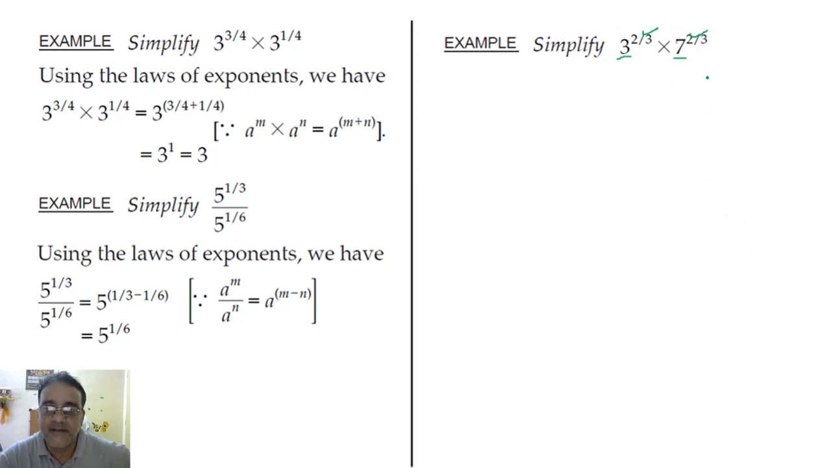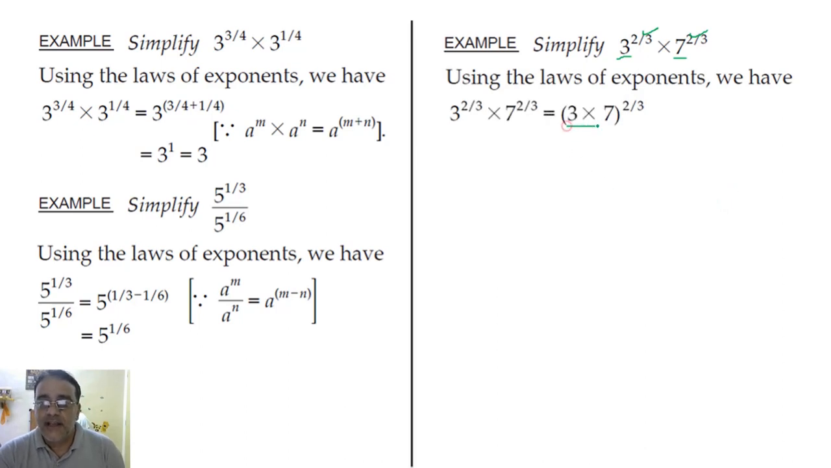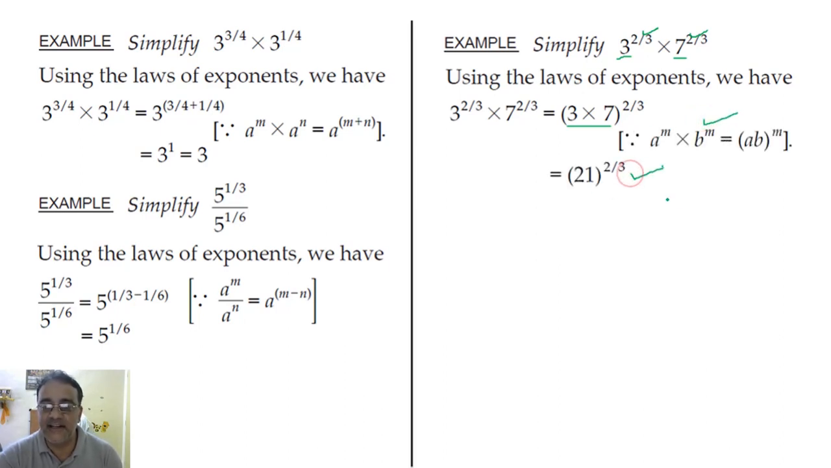A into B, A to the power m into B to the power m is equal to AB whole to the power m. Very good. So a to the power m into b to the power m is equal to ab whole to the power m. So a into b, यहाँ पे 3 into 7 कितना हो जाएगा? 21 to the power 2/3. And this law we have used. So this is the final answer.